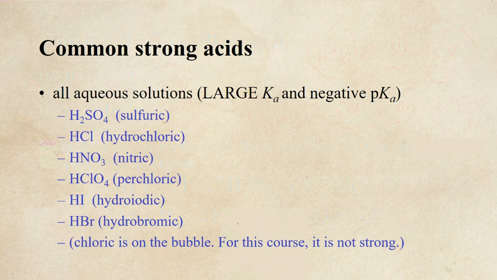So some common strong acids. These are all aqueous solutions, large Ks or negative pKa's if you were to measure pKa. You have sulfuric, hydrochloric, nitric, perchloric, hydroiodic, and hydrobromic. Chloric acid we're used to from prior learning is kind of on the bubble. For this course, it's not a strong acid. We will discuss its Ka from time to time.